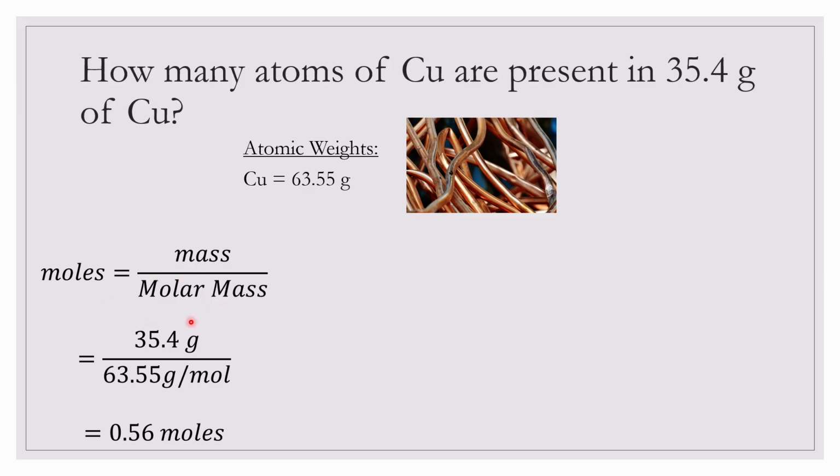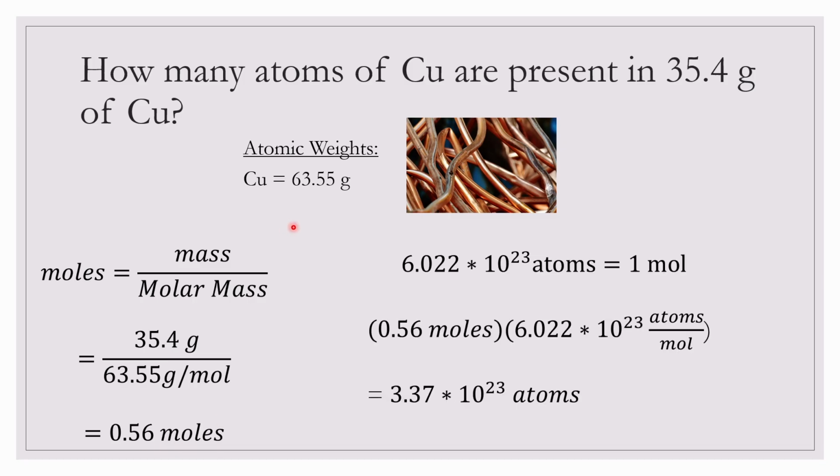And then we have the base equation, which is moles is equal to mass divided by molar mass. And then since we have the mass here in the problem, and we just calculated our molar mass, since it's just copper, it'll be the same. We have 35.4 grams divided by this atomic weight here, which is, in this case, since we have 1 mole, it'll be the same. So it's 63.55 grams per mole, which is equal to 0.56 moles.